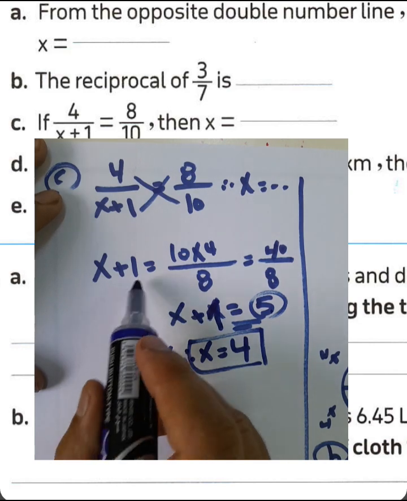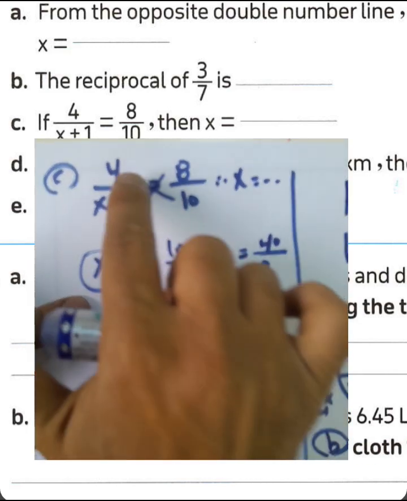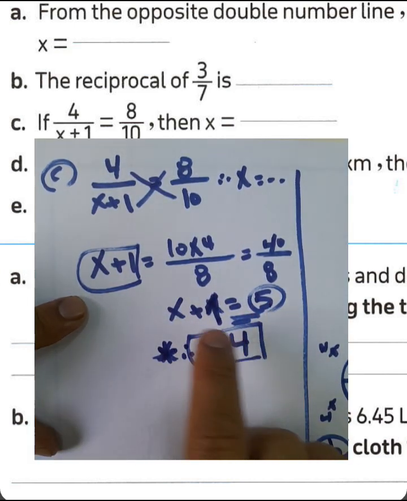Again, we have x plus 1 equal to 5. 10 times 4, 40, divided by 8 equals 5. Then x plus 1 equals 5, and the value of x is 4. 4 plus 1 equals 5.